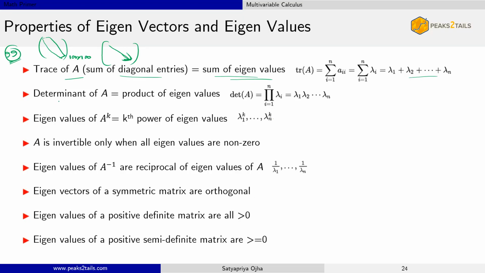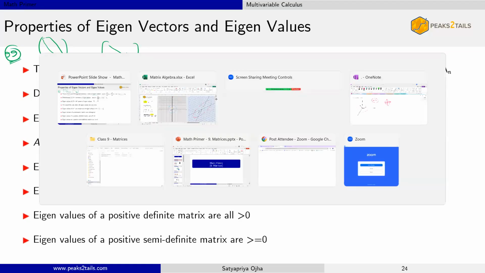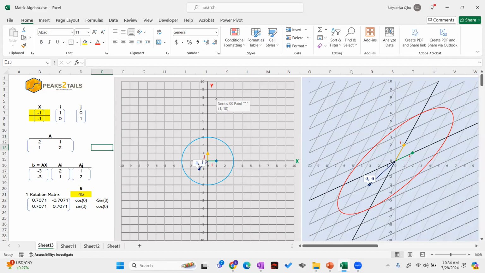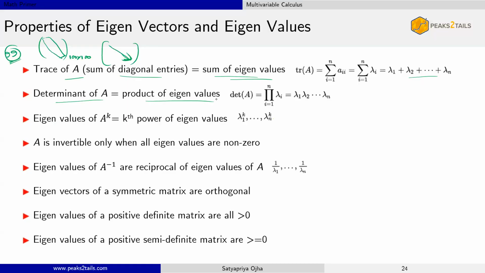Next, determinant of A is the product of eigenvalues. How beautiful. In our case, what is the determinant? 4 minus 1, 3. And that is 1 times 3. Determinant is the product of all eigenvalues.